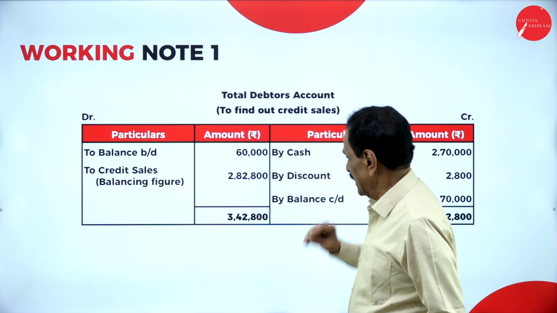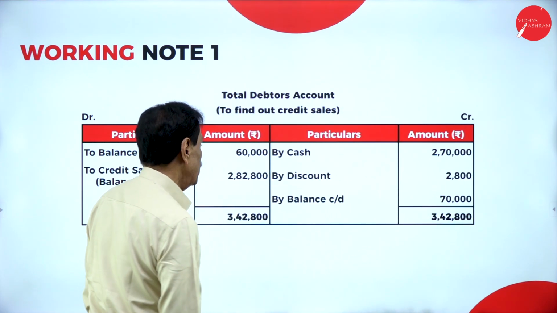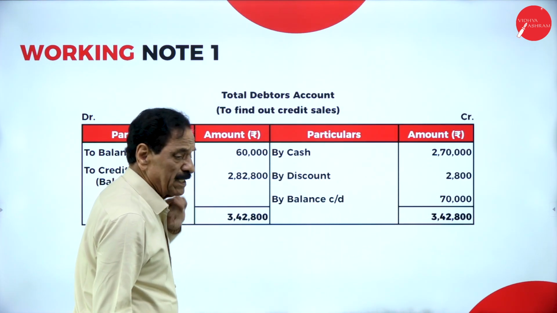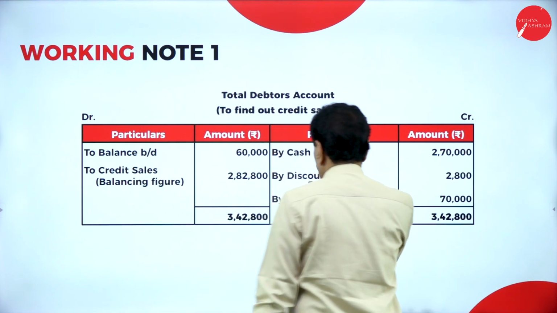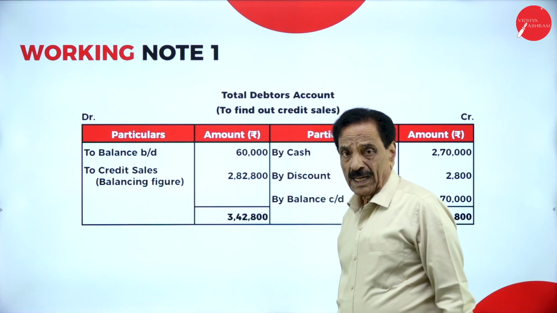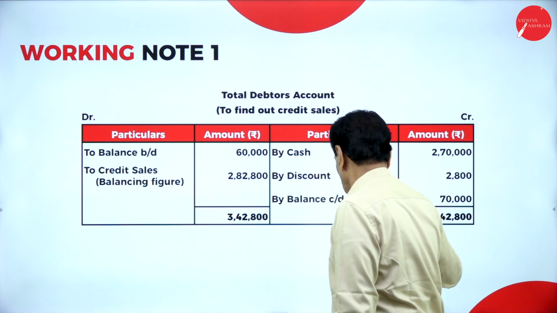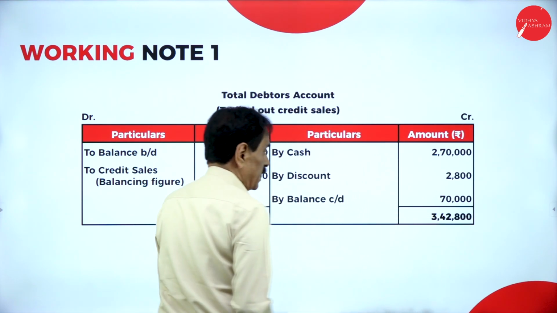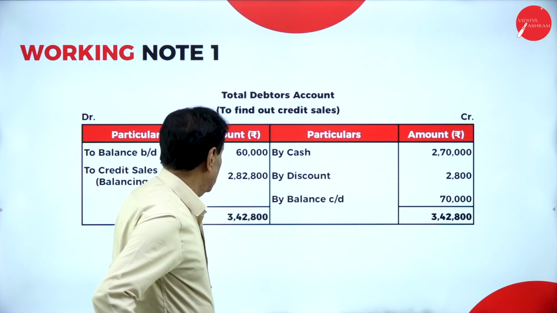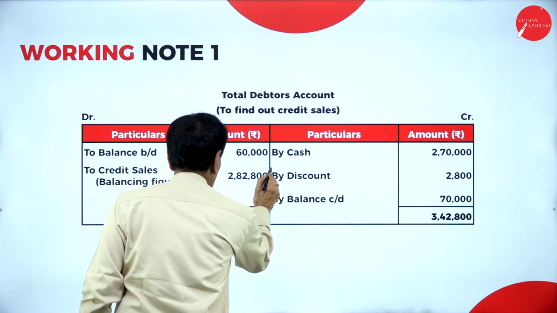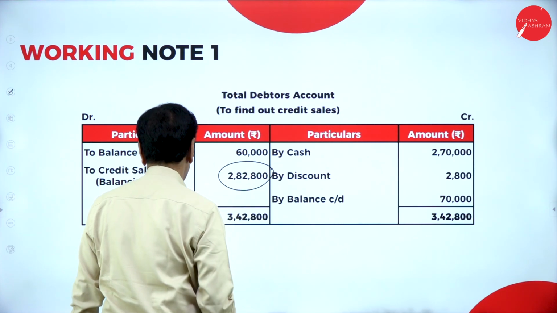Now, go with the debtor account to find out the credit sale. We started with the opening balance of 60,000. Cash received from the debtor 2,70,000. Discount allowed 2,800. Closing debtor is 70,000. The difference is 2,82,800, which is the credit sale.